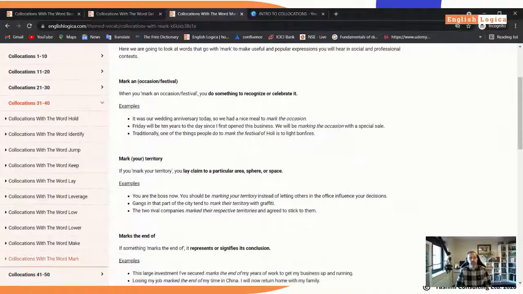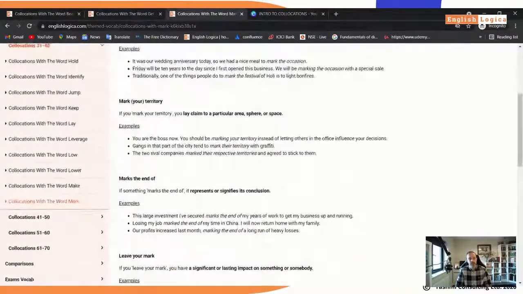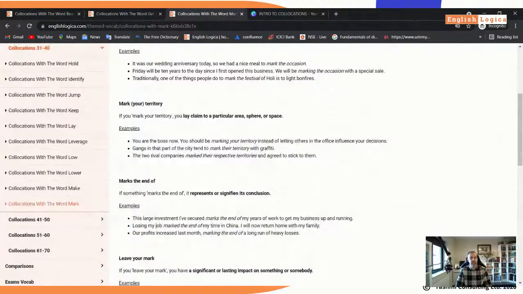Our next collocation with mark is mark territory, or mark your territory. If you mark your territory, you lay claim to a particular area, sphere, or space. Examples: you are the boss now. You should be marking your territory instead of letting others in the office influence your decisions.